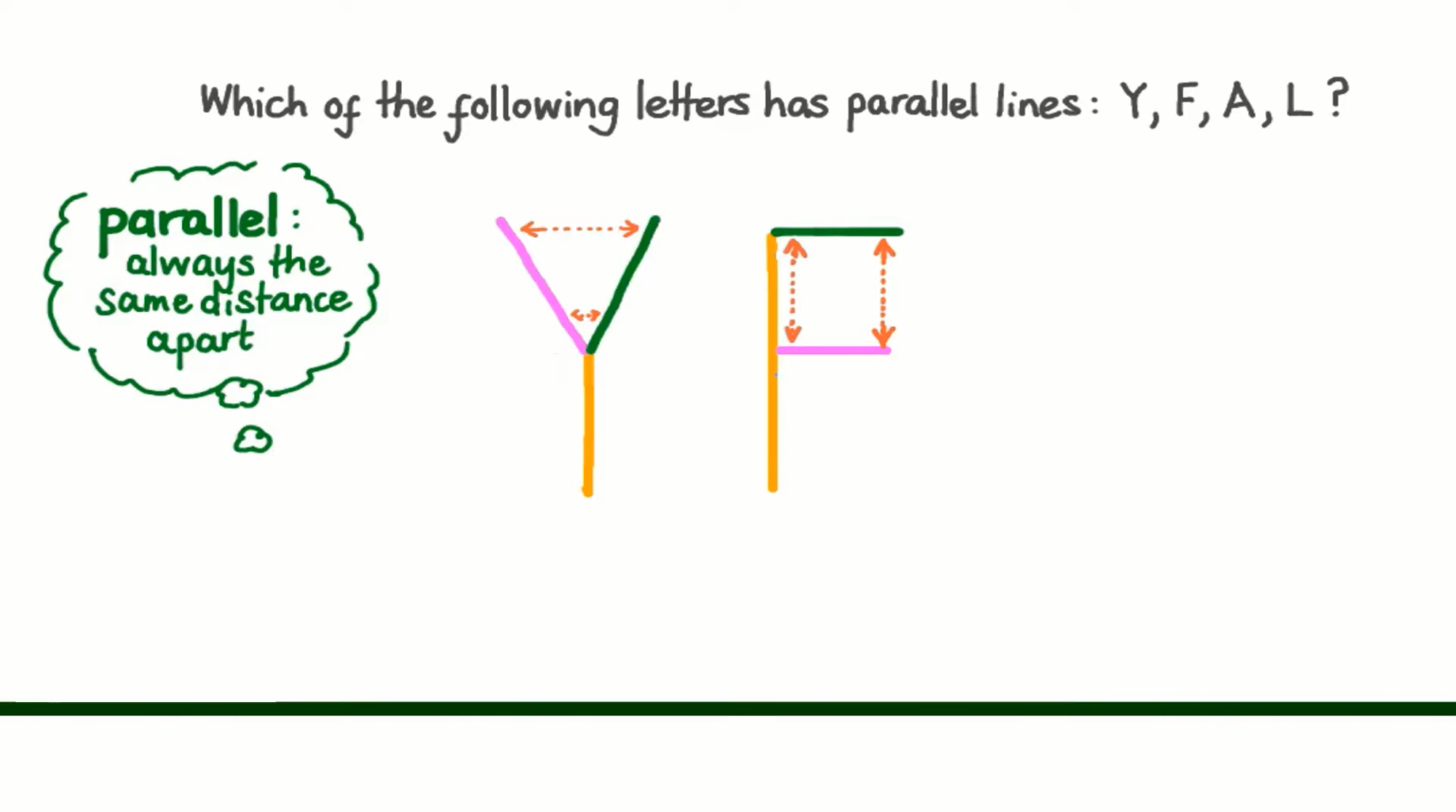Now what if we compare the green line and the pink line? We can see that they are always the same distance apart and they do go in the same direction. These two lines are parallel, and we can show that they're parallel by drawing little arrowheads, one on each line. Wherever we see lines labelled like this, we know they're parallel. Looks like we've found our answer, doesn't it? Let's just check the other letters.